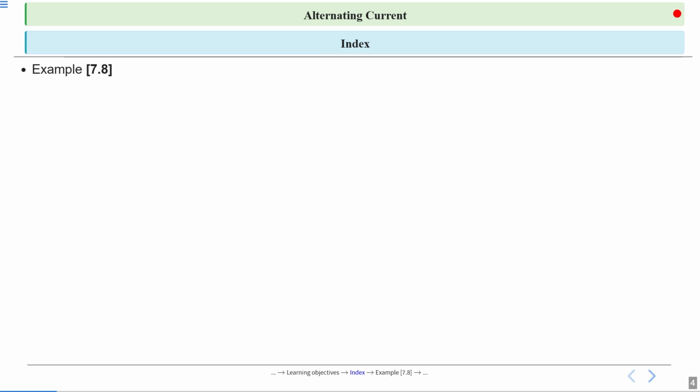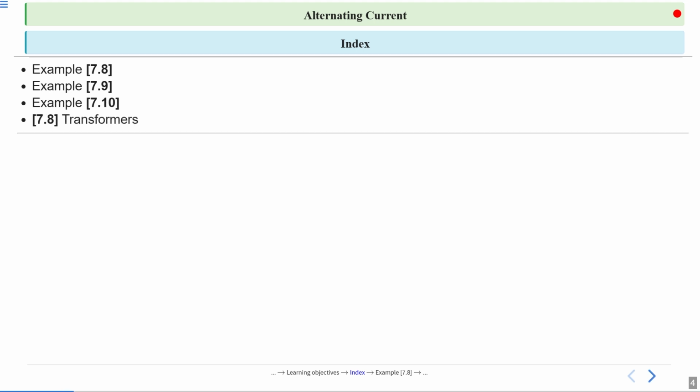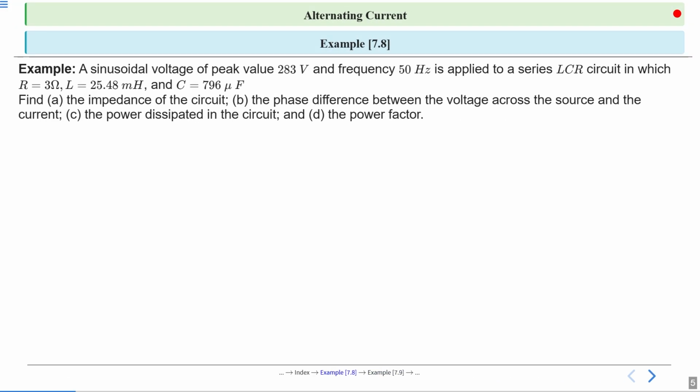So the index of topics that we are going to discuss today is example 7.8, example 7.9, example 7.10, and NCERT section 7.8, transformers. So let's begin with example 7.8.